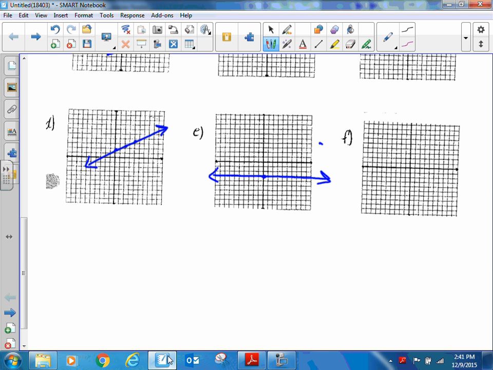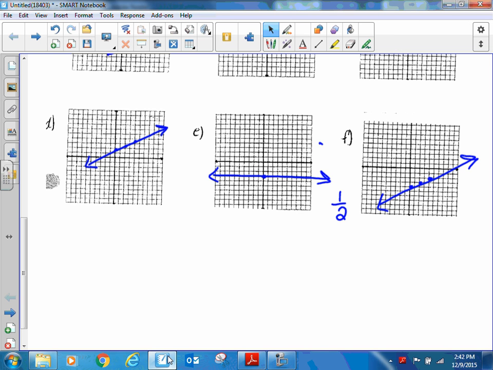And our final one is F. Our y-intercept is at negative 4: negative 1, negative 2, negative 3, negative 4. My slope is 1/2, so I'm going to rise 1, run 2. Rise 1, run 2. There you have it. I'm going to connect my lines. That one wasn't very straight. Draw my arrows, and I'm done.